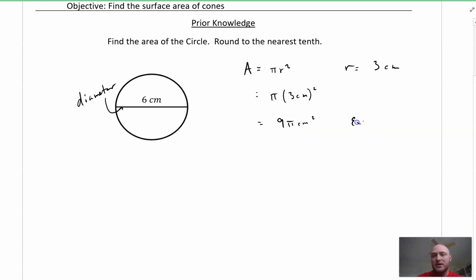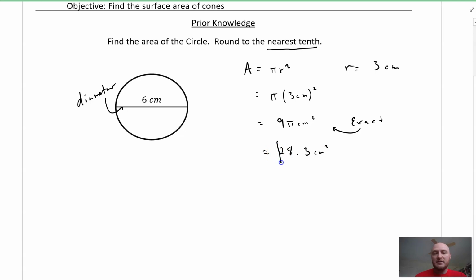Now, this is known as an exact solution: 9 pi centimeters squared. Here they tell us to round to the nearest tenth. So I'm going to plug it into my calculator, 9 times pi, and I get approximately, not equals, approximately 28.27. They want the nearest tenth, so it's going to be 28.3 centimeters squared.